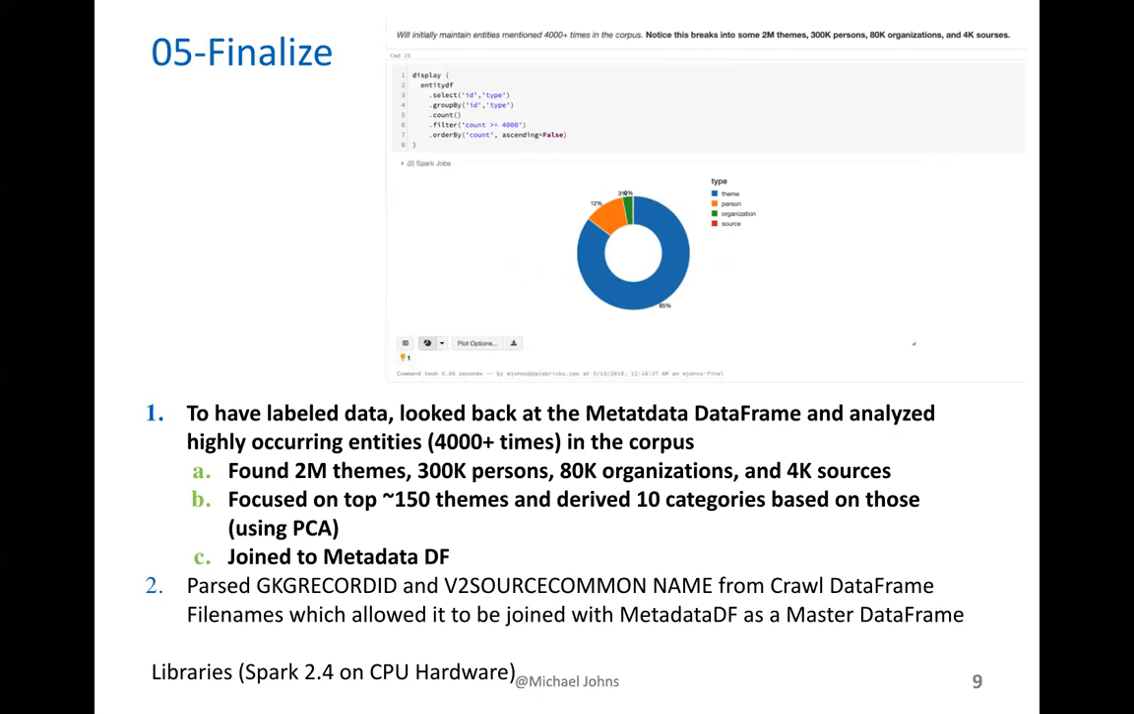And then on the crawl data, more work was done there. Essentially, we had a file name that encoded the record ID and the source from which it came. By doing a little bit of parsing on that, we were able to have a join. Those two together are both important for joining. So I was able to join the crawl data frame back to the metadata data frame in a way that allows us to have one single master data frame.